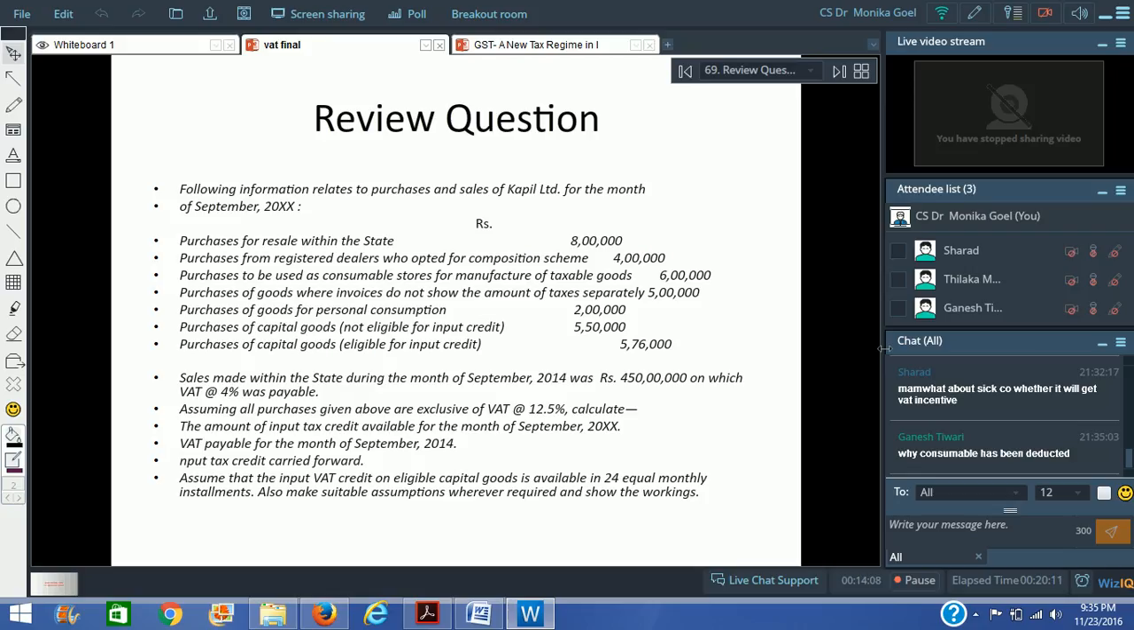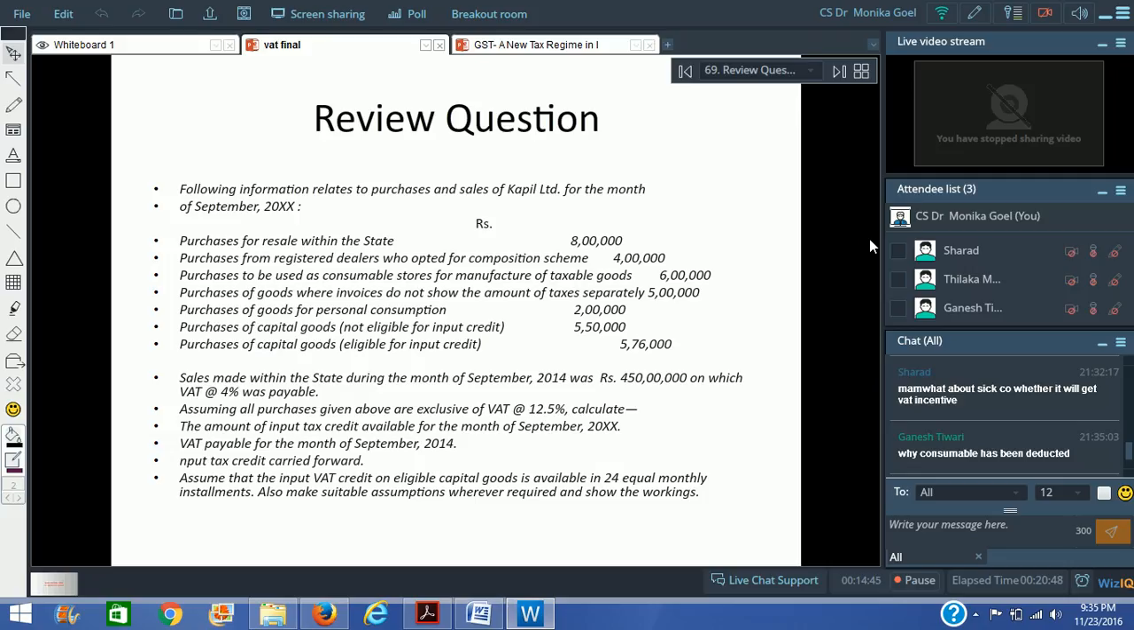Why have consumable stores been deducted? Because the ownership in the consumable stores had not been transferred. That was given to us in the question. VAT can only be charged when the ownership in the goods is getting transferred. It's at the time of sale, right? And at the time of sale, the ownership in the goods gets transferred. So the complete concept of VAT is applicable only in case of sale. Otherwise, the concept of VAT is not applicable. It is either on sale or on deemed sale, right? So deemed sale situations we have already seen.